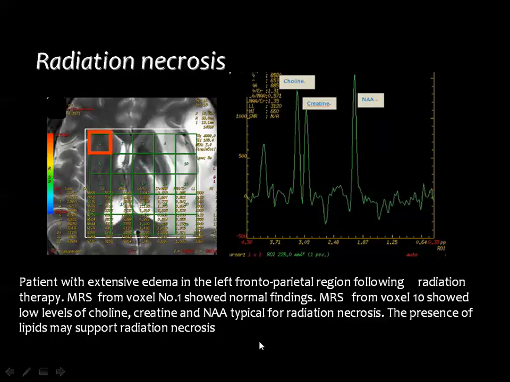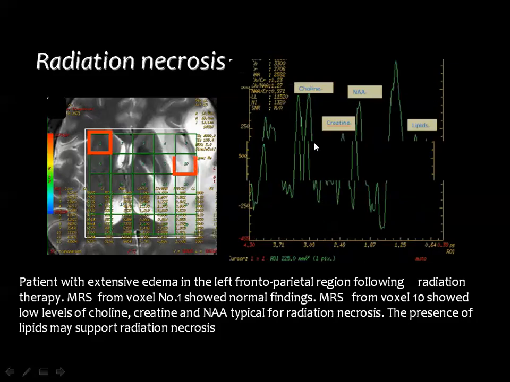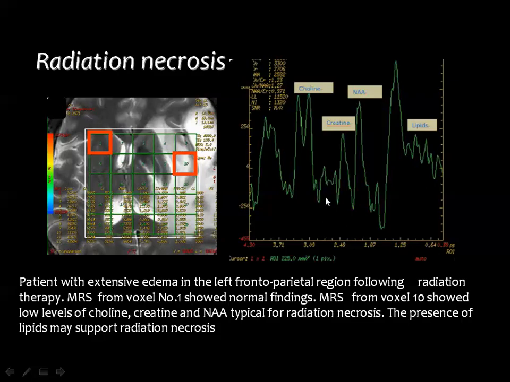Then look here, this area is an area after treatment of an infiltrating glioma, and this voxel is sampling normal brain tissue, and you get a normal spectrum, and this voxel is sampling the lesion, and you get this very characteristic appearance of radiation necrosis, which includes elevation of the lipid and lactate peak and depression of all metabolites. You don't see choline nor NAA, all the metabolites are depressed.